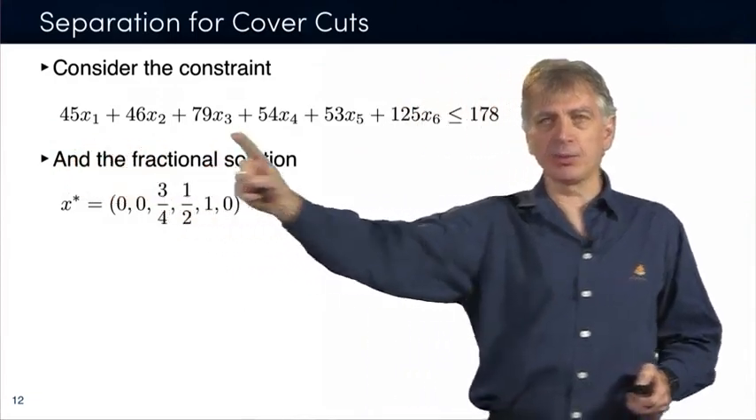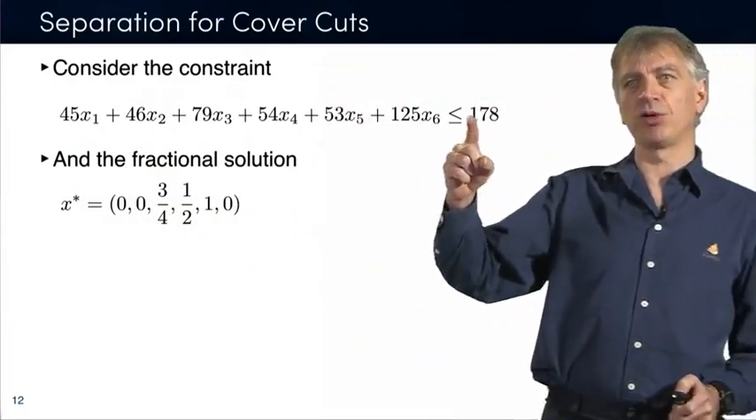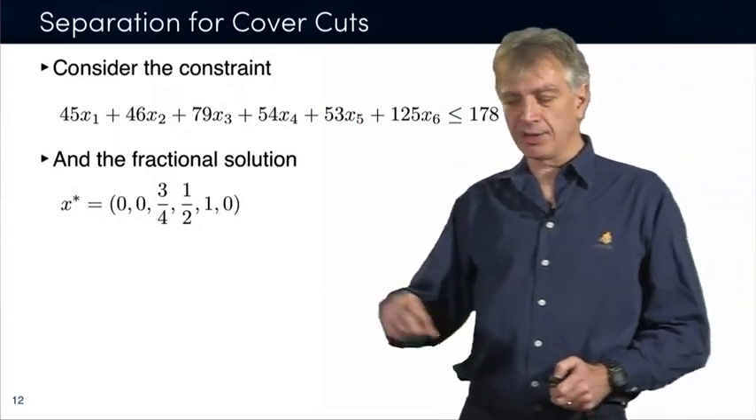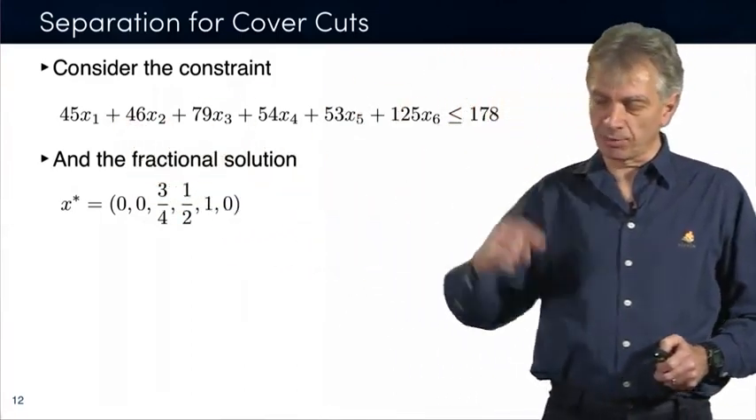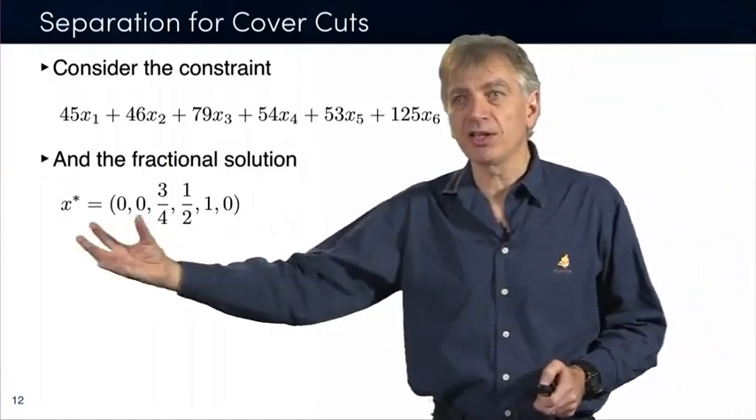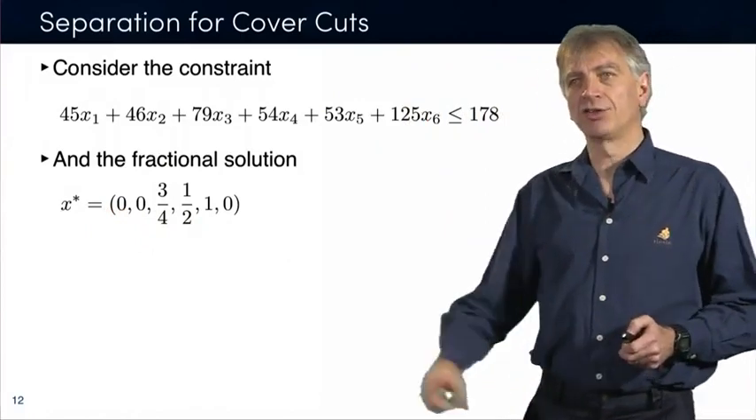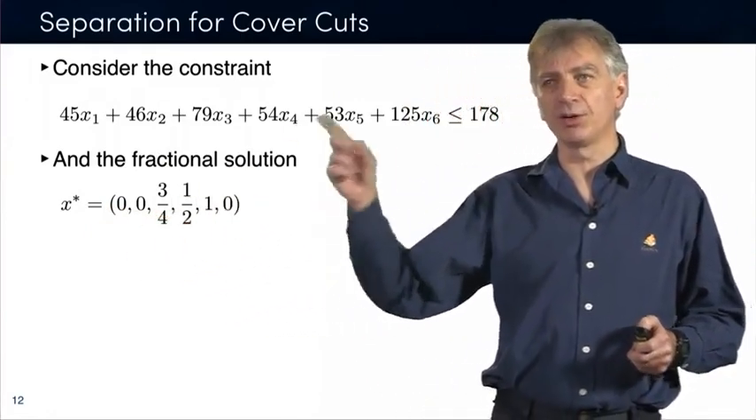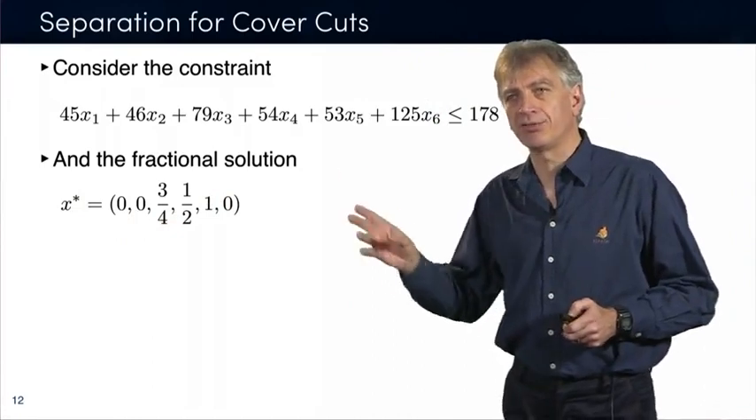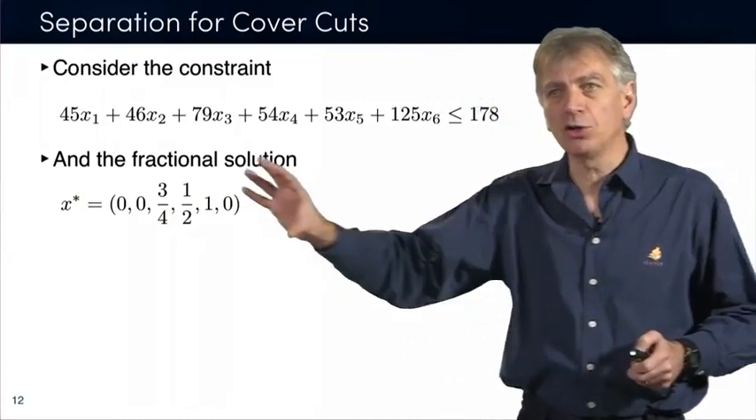What you see here is a big constraint, actually bigger than the one I've shown you before. The right-hand side is 178, and you see coefficients ranging from 45 to 125. Now assume that the linear relaxation is giving you this optimal solution. You see that the first one is 0, the second one is 0, the third one is 3/4, the fourth one is 1/2, and then it's 1 and 0. So how do you generate a cut?